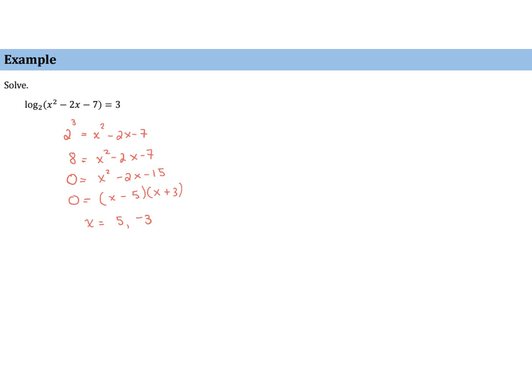Now, let's put in 5 and see what happens to our argument. We get 25 minus 10 minus 7, and that gives us 8, which is okay. Put in negative 3. 9 plus 6 minus 7. 9 plus 6 is 15, minus 7 is also 8, so we're okay. Again, we do not want an argument that is made 0 or something that's negative.